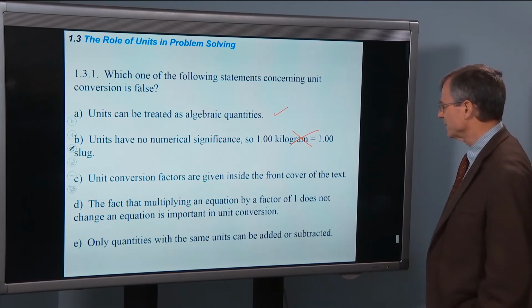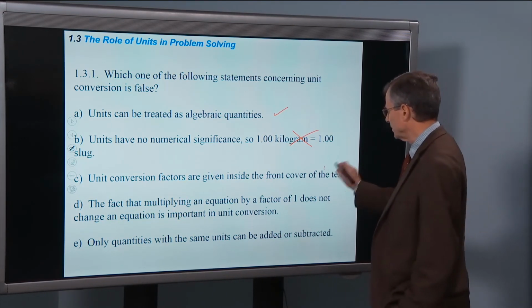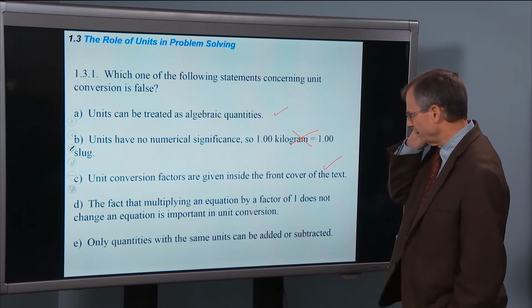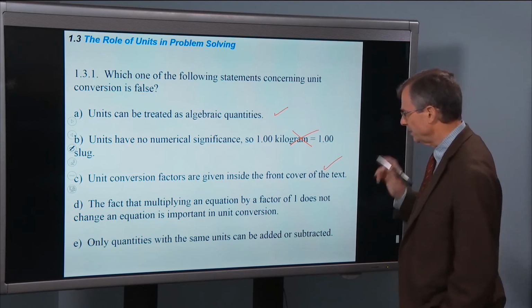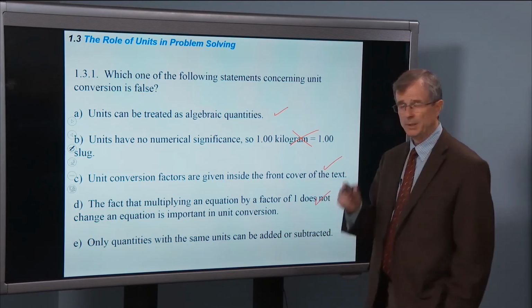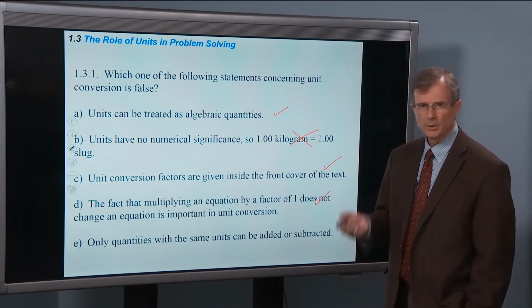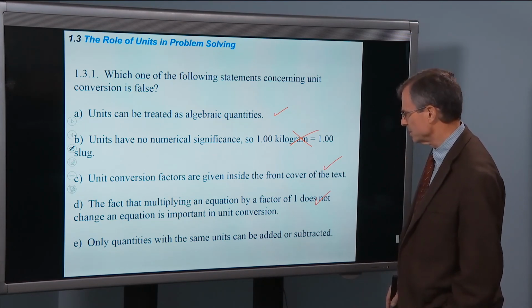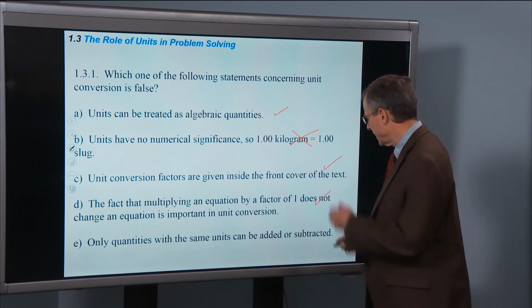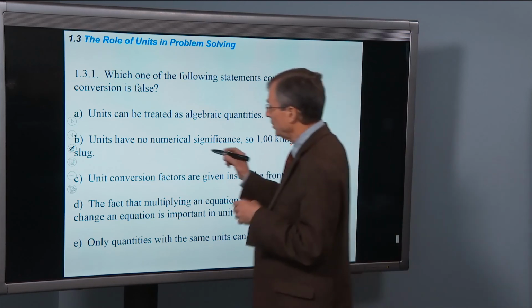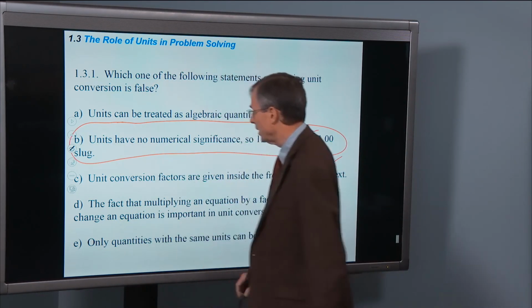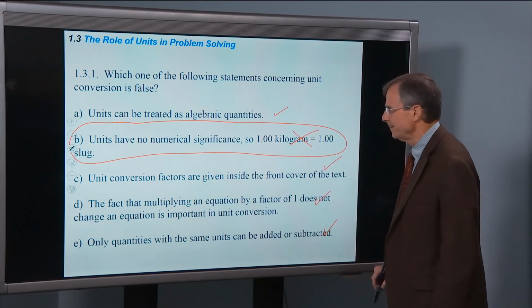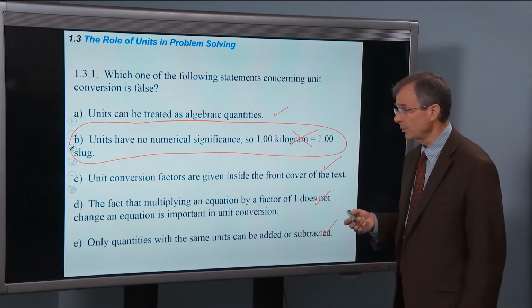Unit conversion factors are given inside the front cover of the text. That's certainly true. The fact that multiplying an equation by a factor of 1 does not change an equation is important in unit conversion. That's certainly true. You're just multiplying by 1 when you're converting these units. Only quantities with the same units can be added or subtracted. That's certainly true. So we've identified here that the units do have numerical significance. 1 kilogram does not equal 1 slug.